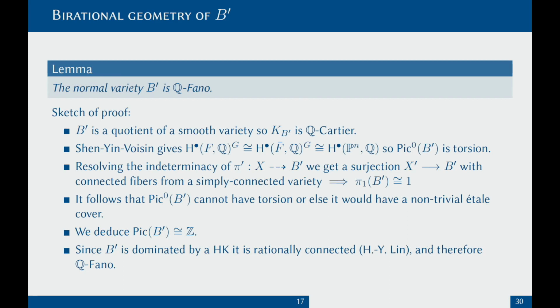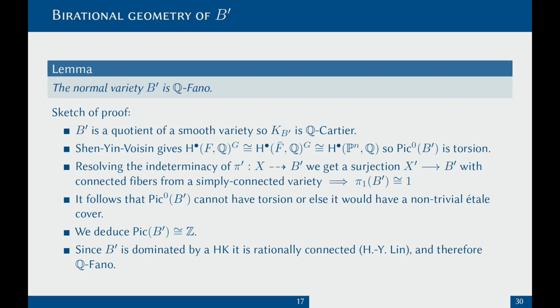Next, you also know that it has to be simply connected because it's dominated by a hyper-Kähler. So you could resolve the indeterminacy by blowing up things in codimension 2. When you blow up things in codimension 2, you don't mess up the fundamental group. A hyper-Kähler is simply connected. So when you resolve the indeterminacy, you're dominated by something that's simply connected with connected fibers. And whenever that happens, the base also has to be simply connected. So, OK, what do we have? It's simply connected. Pic^0 is torsion. That actually tells us that Pic^0 has to be trivial. Because if it had torsion, Pic^0 can be used to find an étale cover. And if you had an étale cover, then you're not simply connected. Right?